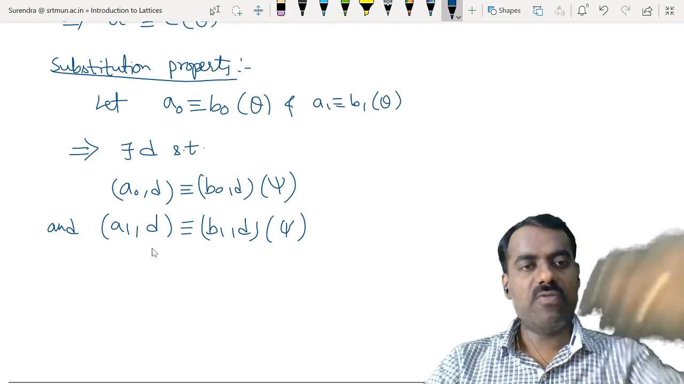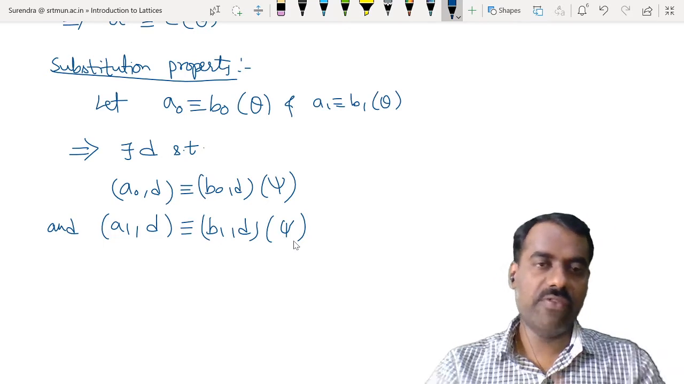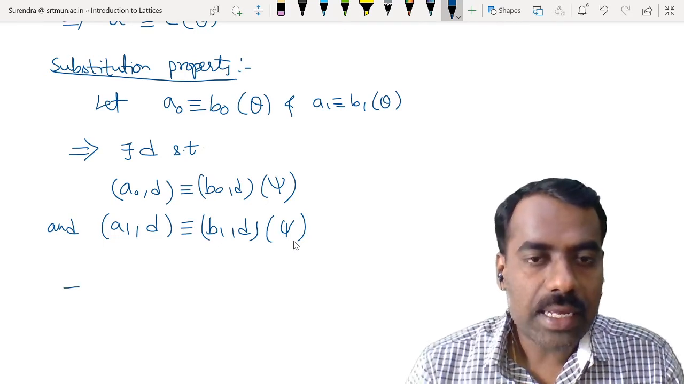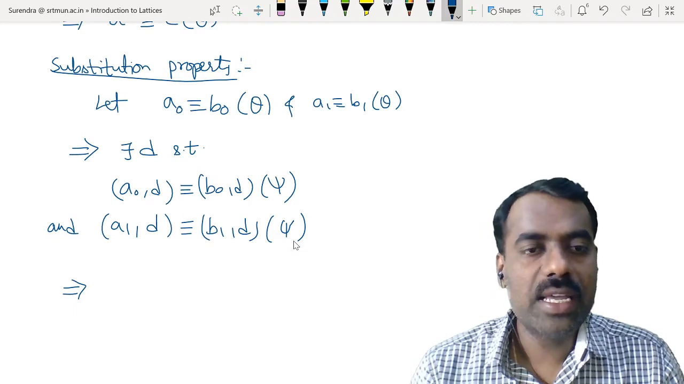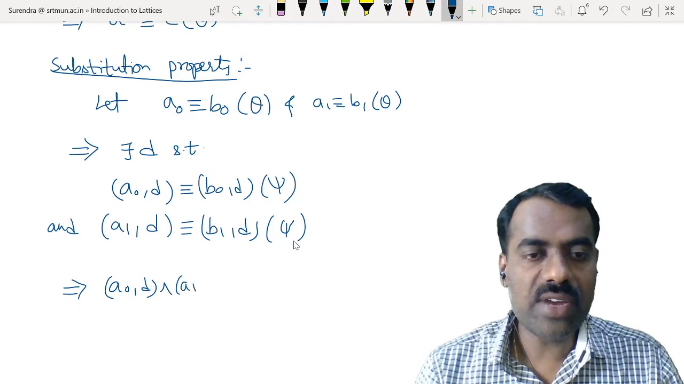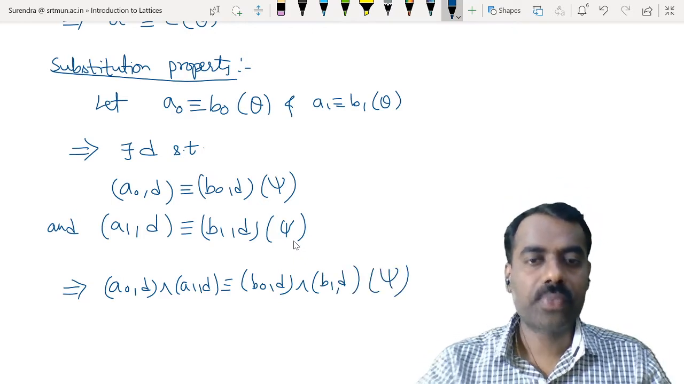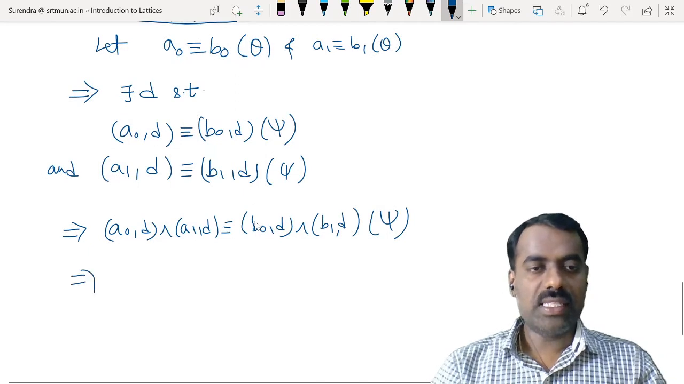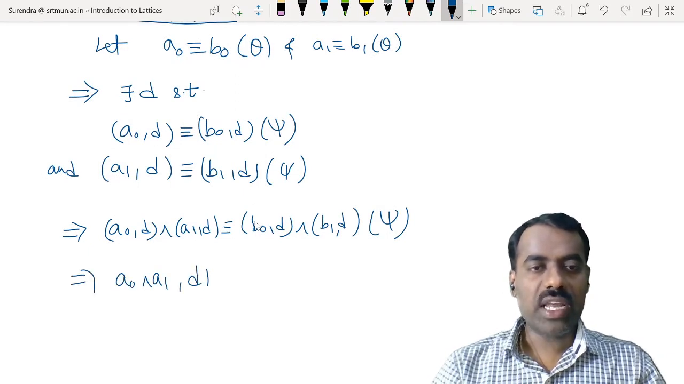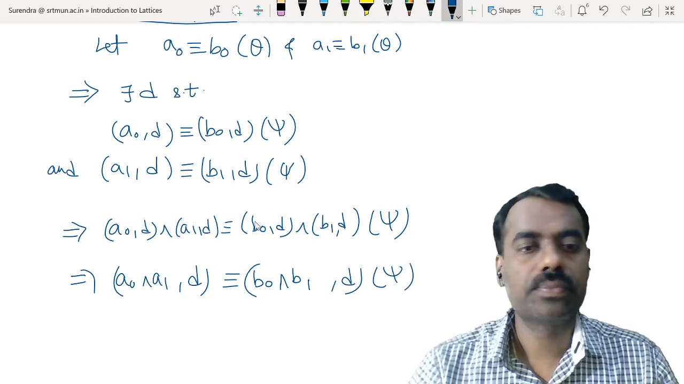Is this clear? If you want, you can also take D1, D2 here, there is no problem. Here also you can take whatever we require. Now because psi satisfies the substitution property, from this by taking meet, what will we get? A0 comma D meet with A1 comma D is congruent to B0 comma D meet with B1 comma D modulo psi, by the substitution property. This is the same as A0 meet A1 comma D meet D, which is D, is congruent to B0 meet B1 comma D modulo psi.